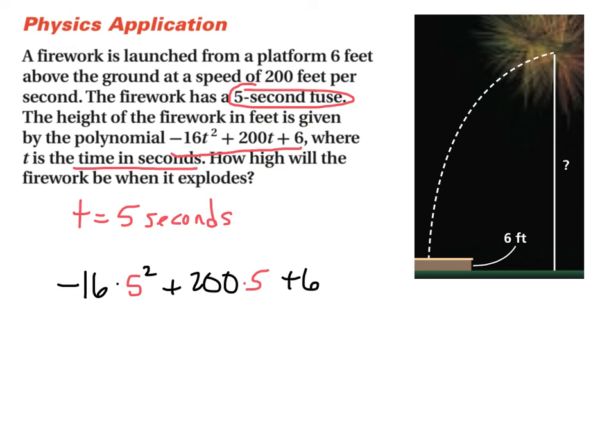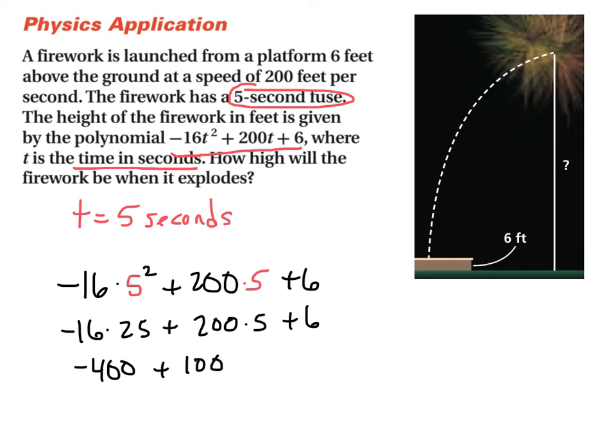Okay, well, let's see if I can work this out here. So negative 16 times 25 plus 200 times 5, I know that number, plus 6. This is going to be negative 400 plus 1,000 plus 6. It looks like that turns out to be 606 feet, if I'm not mistaken. Yep, that turns out to be 606 feet. And so we know that when that thing explodes, it'll be 606 feet in the air.